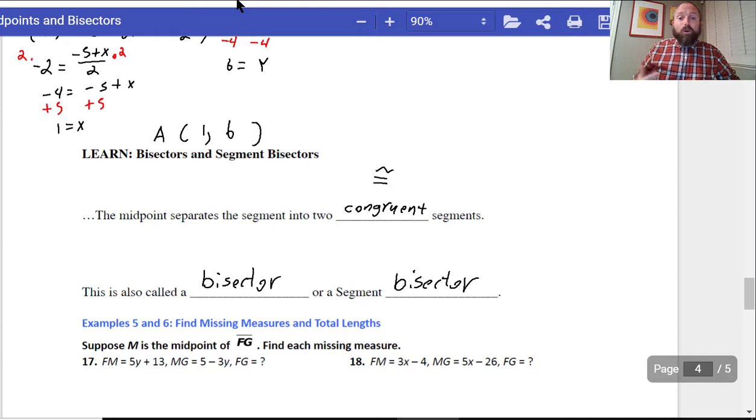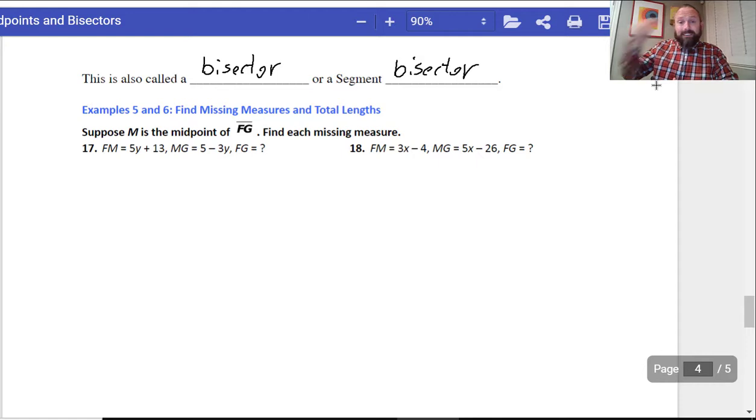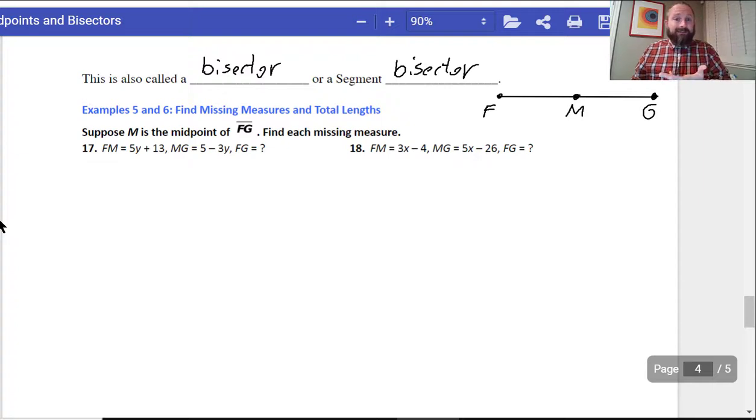Find the missing measures in the total lengths. Well, let's go. So here's number 17. Suppose M is the midpoint of FG. Well, the first thing we should do is draw this out. We understand F, G, and the midpoint. So he's saying, hey, look, FM, so M is the midpoint, so they are congruent. Now I could either draw this out or I can reference this.